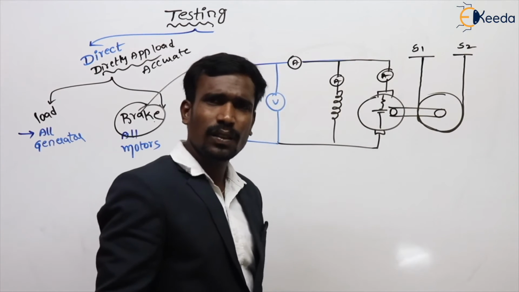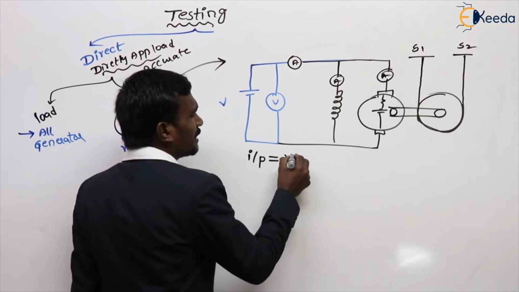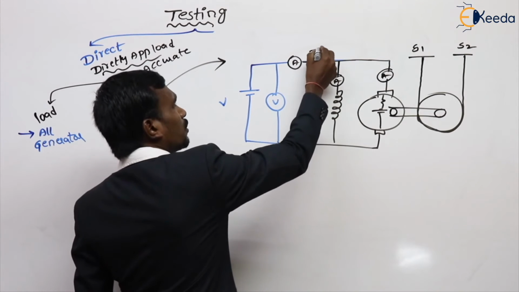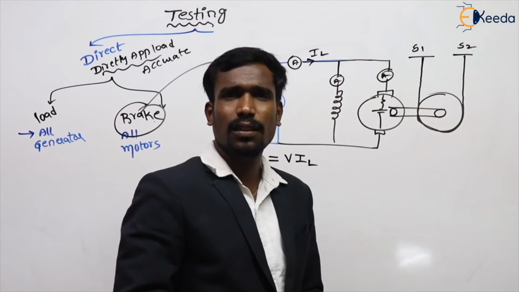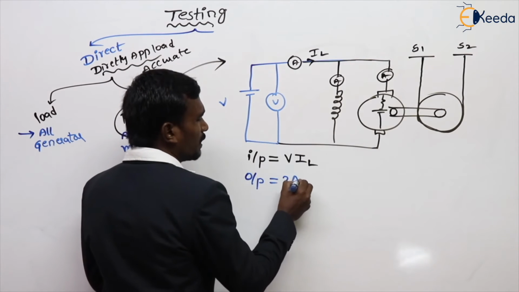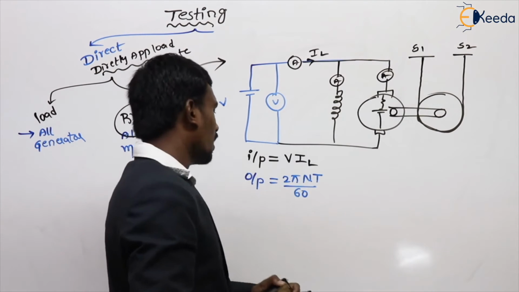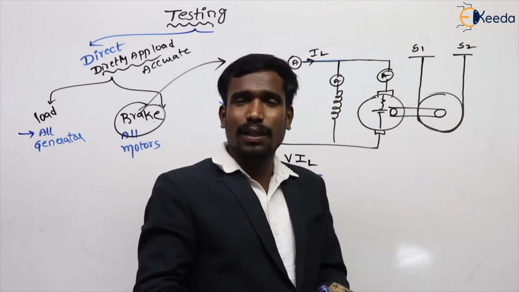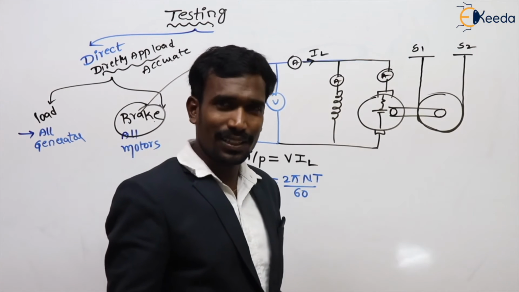What is the input of my machine? The input is nothing but VI. For example, the current flowing through this is IL, so the input is V IL. What is the output here? Generally, the DC machine output is equal to 2 pi N T by 60. How can we get the speed? Speed can be obtained by a tachometer. By changing the voltage, we see the speed corresponding to the voltages.